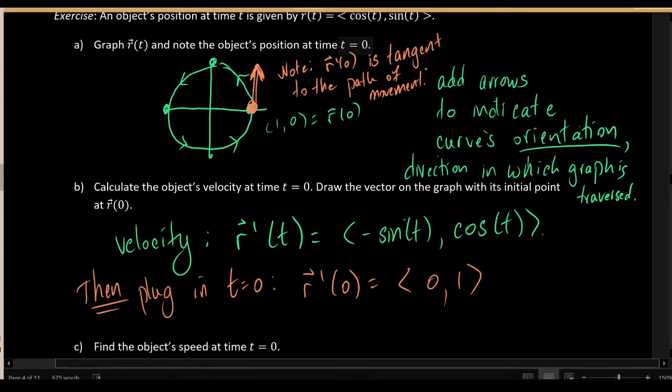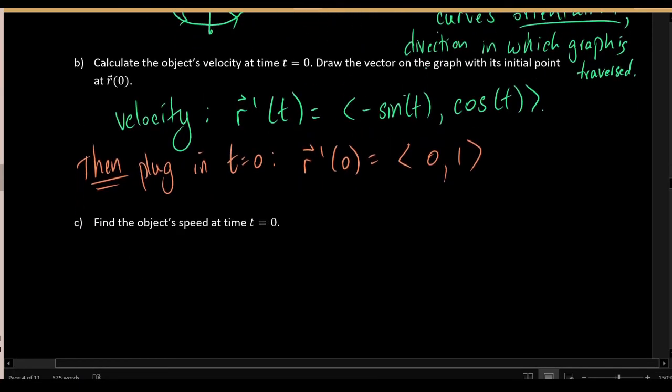Tangent in the same way that the tangent line from Calculus 1 was tangent. It points in the same direction as the path of movement. Follow-up question. Now that we have found the object's velocity, tell me the object's speed. Now the speed can be found from a velocity vector by finding its length.